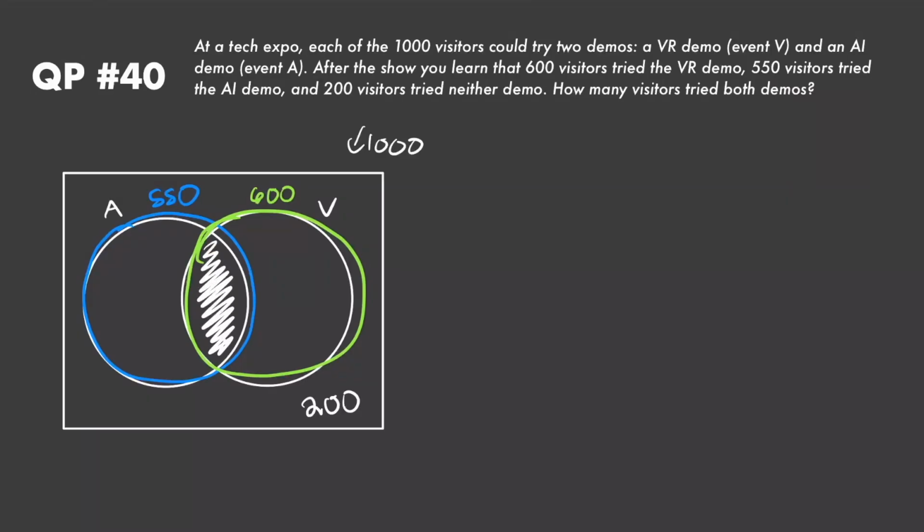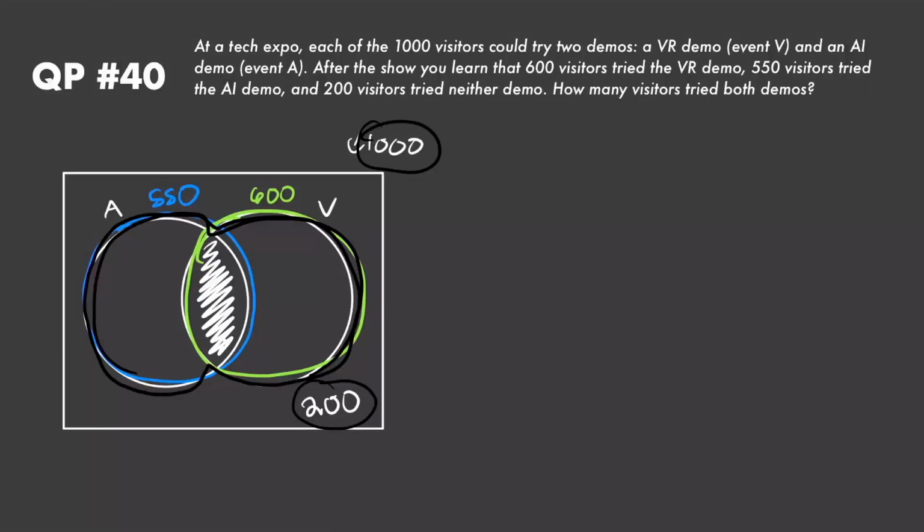Okay, so how are we going to solve this? Well, it's super simple. We have 1,000 total people. We have 200 who tried neither. So what does that mean? Well, that just means that we have 800 people, right? 1,000 minus 200 who are within any of these two circles here. Okay, so what does that tell us more formally? Well, it tells us that the magnitude of the union between the sets A and V is equal to 800. So these bars mean magnitude, and this union means that we're going to take everything that's either in the set A or in the set V or in both.